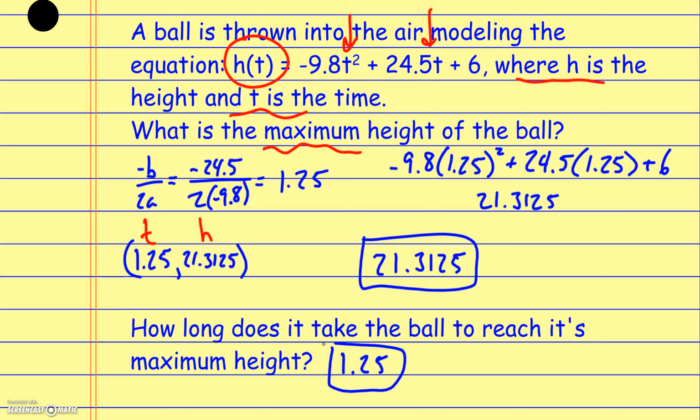So really, we just have to understand that we're asking for the vertex here because it's asking for the maximum. But then, how do we interpret that vertex? What does each value from the vertex mean? In this case, it's saying that it takes 1.25 seconds to reach a height of 21.3125 meters. And even though units weren't given here, this is a standard type of physics problem where we're talking about meters and seconds. All right. So again, we're interpreting the vertex as being the time and the height, and that's it.